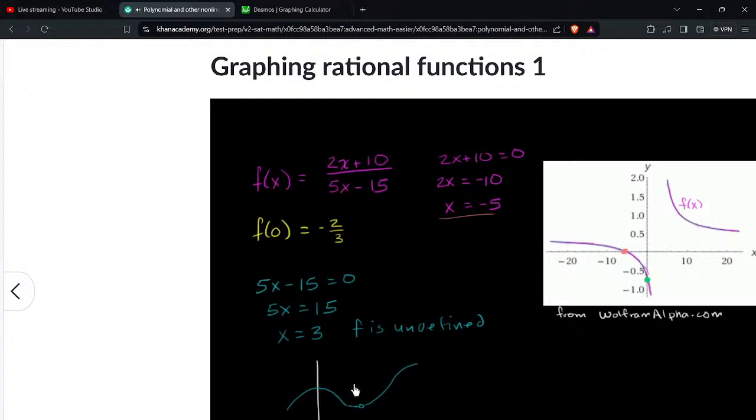Or the other possibility is it might have a vertical asymptote there. And if it has a vertical asymptote, it's going to look something like this. It might just pop up to infinity, and then it might pop down from infinity on this side, or it might go from negative infinity right over here. That's what a vertical asymptote would look like.